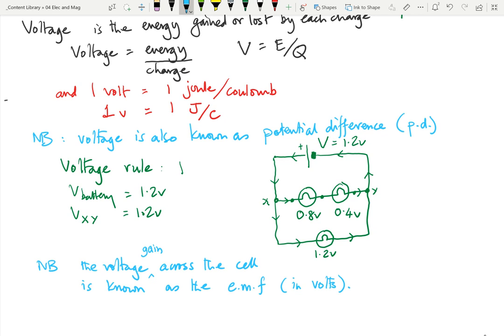And one final NB. With current, we've got a similar sort of ridiculous thing, and that is the conventional current. I mentioned this earlier, but it goes from plus to minus. But don't tell anybody, but the electrons actually go the other way.